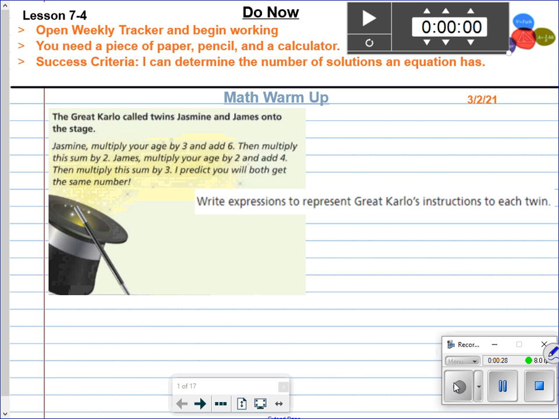We have the great Carlo call twins Jasmine and James onto the stage. Jasmine, so this is what he told her: multiply your age by 3 and add 6. Then multiply this sum by 2. James needs to multiply his age by 2 and add 4, and then multiply the sum by 3. He says he predicts that they will both get the same number. So we're going to write expressions for each person. So let's deal with Jasmine first.